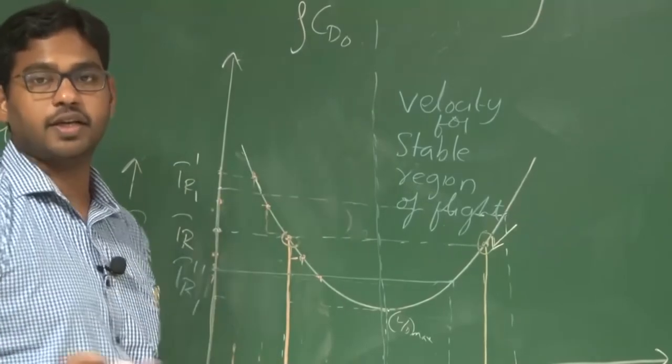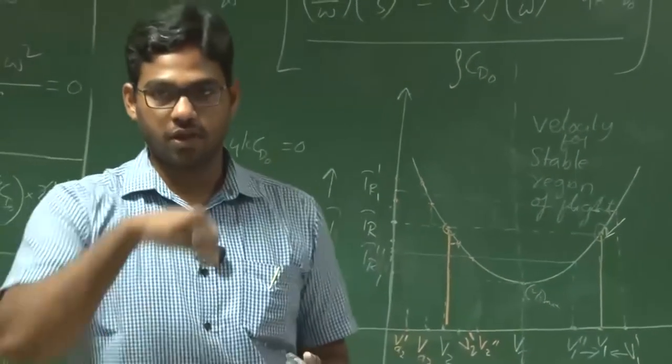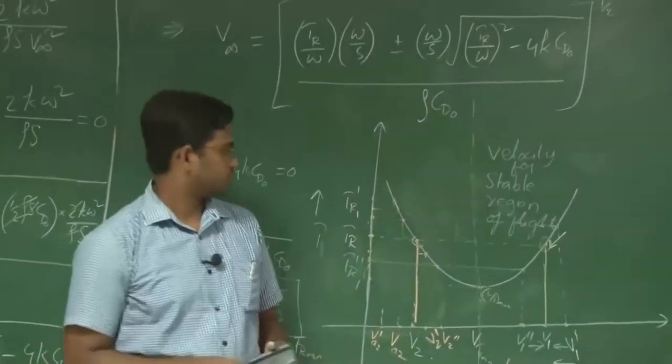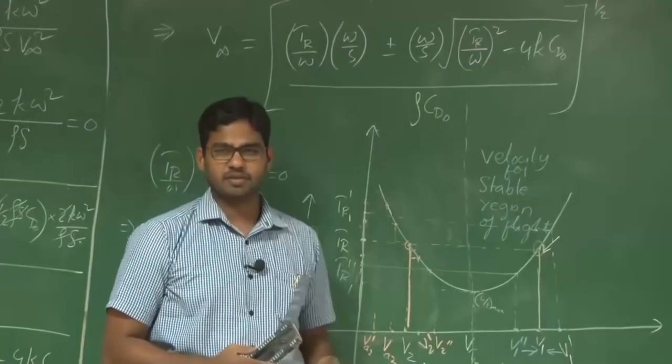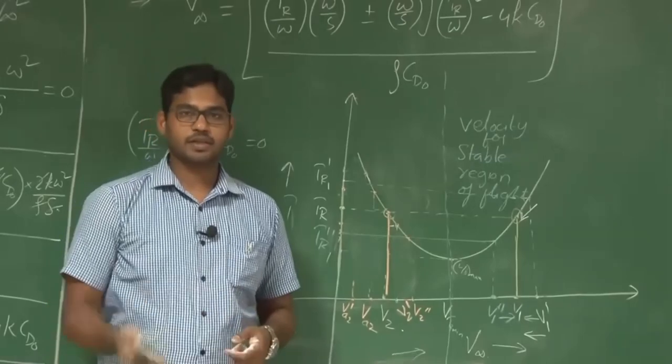So stability is an inherent property to come back towards its equilibrium once disturbed from it, right? It should come automatically. Now why is it coming? Why does this curve look like this? We'll discuss that in the coming lectures.